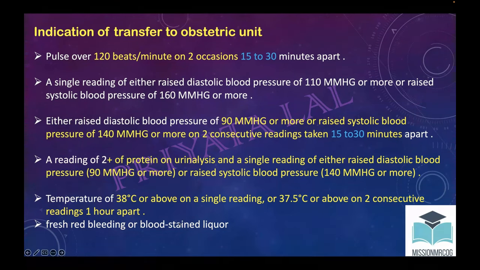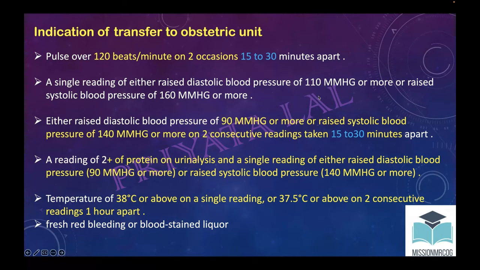So here, fresh red bleeding and blood-stained liquor have been added. Previously, everything was the same. If the patient has tachycardia, high blood pressure, high temperature or blood-stained liquor, these would be indications to transfer to the obstetric unit. But part two people, you have to read it clearly, because they may ask you a question.